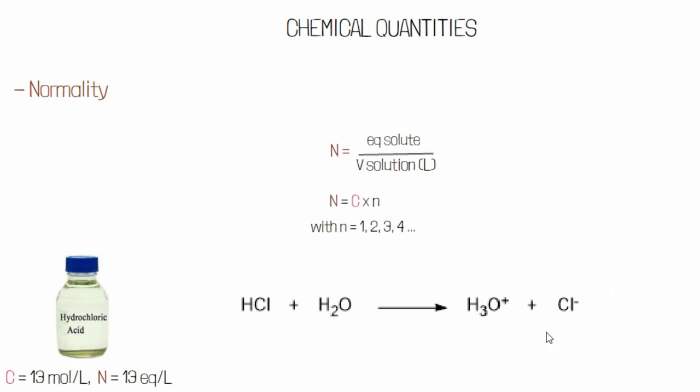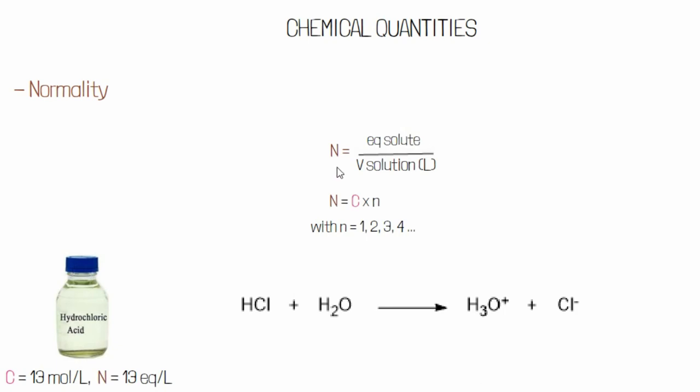So normality is something related to the reaction happening between your solute and your solvent, okay? It can be a dissociation of acid in water, it can be a dissociation of salt in water, or sometimes even a redox reaction. In the case of a redox reaction, you have to take into account that N will be the total number of electrons. In the case of an acid or a salt, N will be the total number of charge. In this case, the charge is 1 plus and 1 minus, so it is 1, okay?